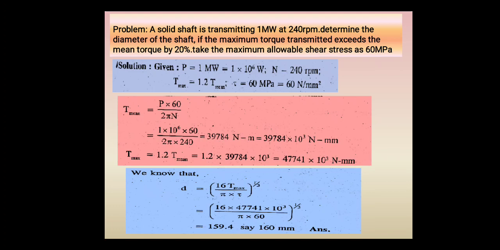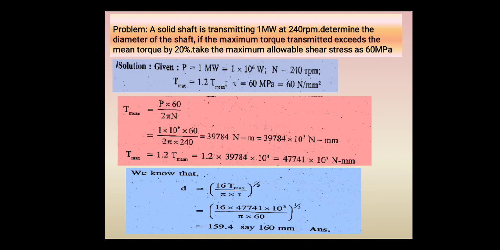Determine the diameter of the shaft if the maximum torque transmitted exceeds the mean torque by 20%. Take the maximum allowable shear stress as 60 megapascal. So this is the given problem.